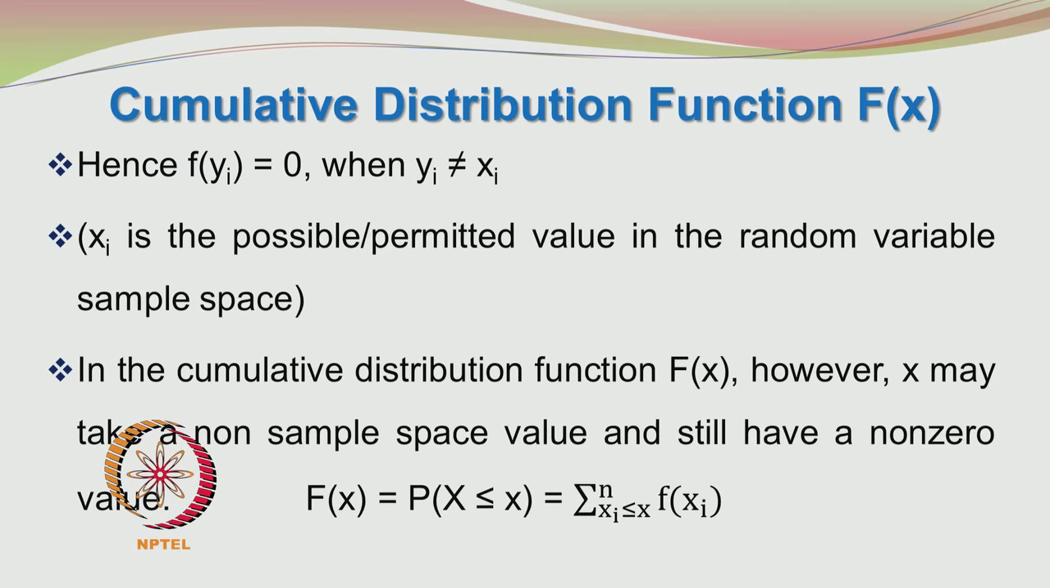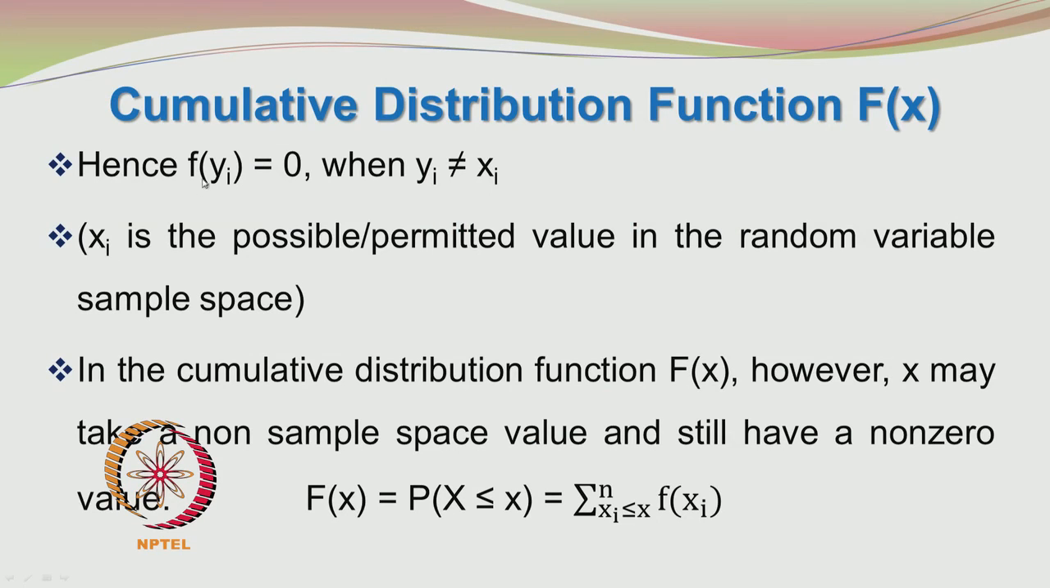There is an interesting distinction between the probability mass function and the cumulative distribution function. In the probability mass function, you can only apply the function to the possible values of the random variable x. So, you can only apply the probability mass function to the xi values. If for example, you have another value yi which is not equal to any of the possible xi values, f of yi is equal to 0.